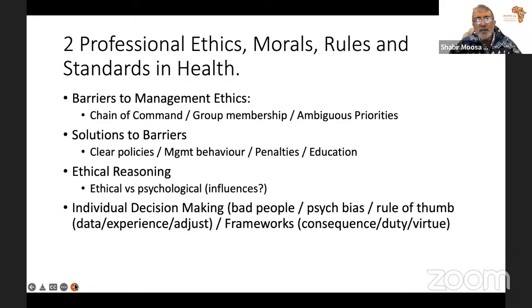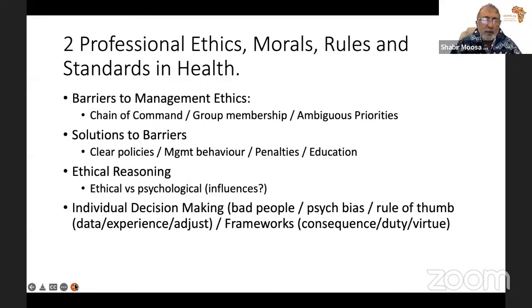People can also, in management, not be very clear about what is really right and wrong. And usually that's the problem. They don't have clear policies. Management behave badly. They haven't set out clear penalties, and they don't do education. So those tend to be the ways in which you can manage these challenges of barriers to management ethics.